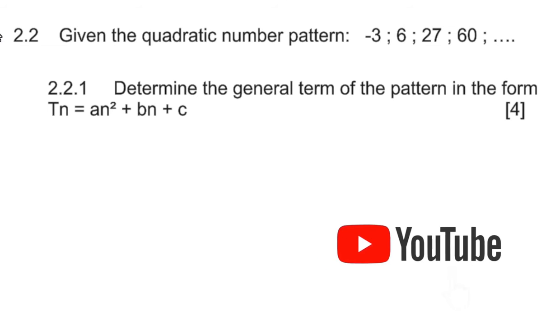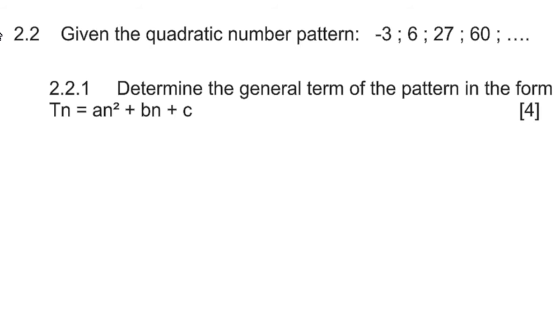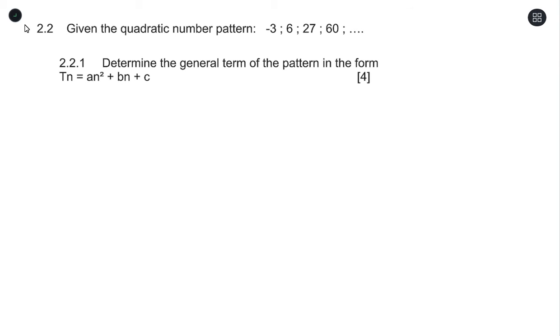So 2.2 says, given the quadratic number pattern -3, 6, 27, and 60. The first question under this, which is 2.2.1, says determine the general term of the pattern in the form of Tn is equal to an squared plus bn plus c. When you're trying to find your quadratic number pattern, the first thing you should try to do is get the first difference and the second difference of your original quadratic pattern.